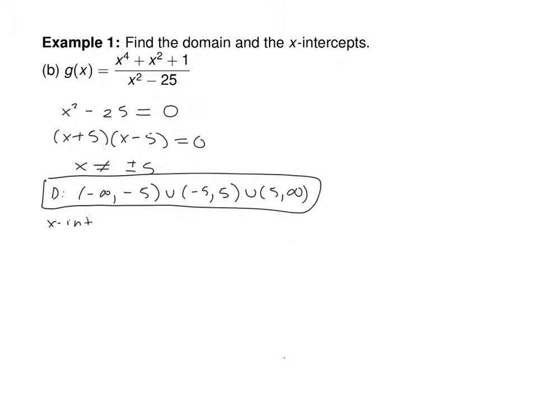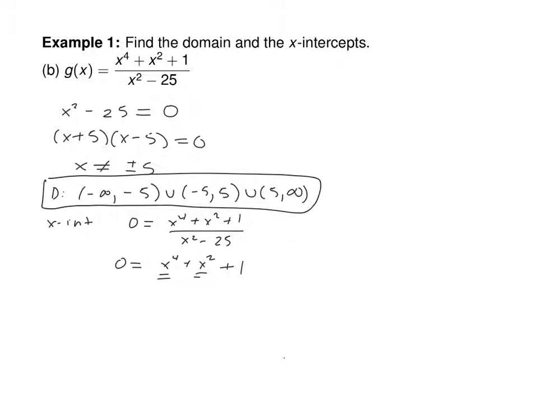Now for x-intercepts, you're going to solve 0 equals x to the 4th plus x squared plus 1 over the denominator. And you end up with 0 equals x to the 4th plus x squared plus 1. And if I expect you to do this reasoning, I'm going to make it pretty obvious. Will that expression ever equal 0? Why or why not? It doesn't equal 0 because they're both even powers, so it'll always equal a positive number.